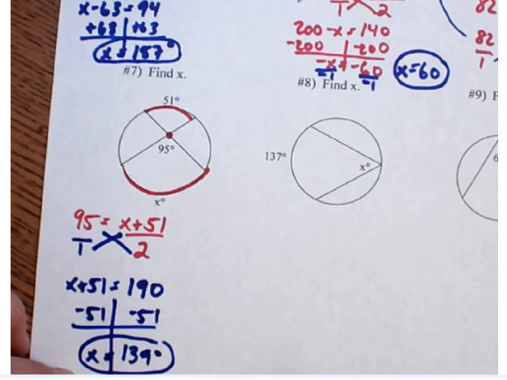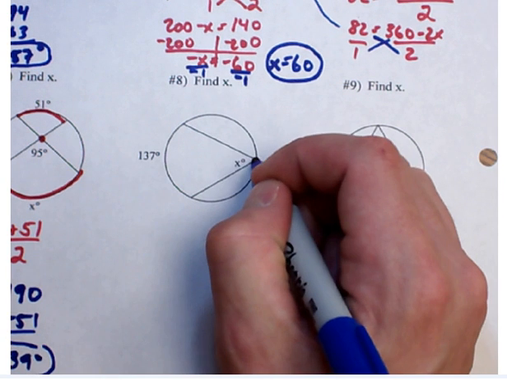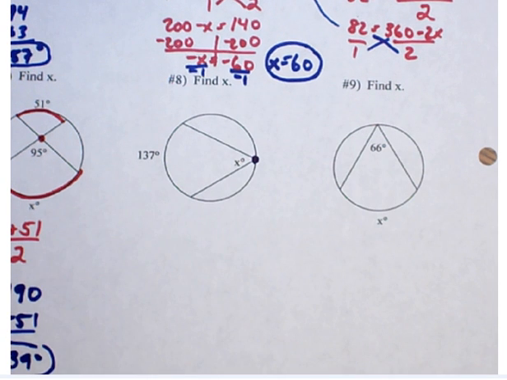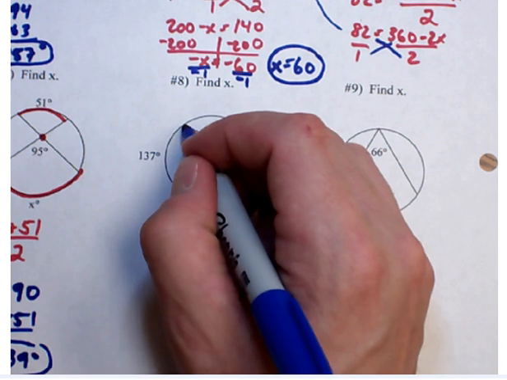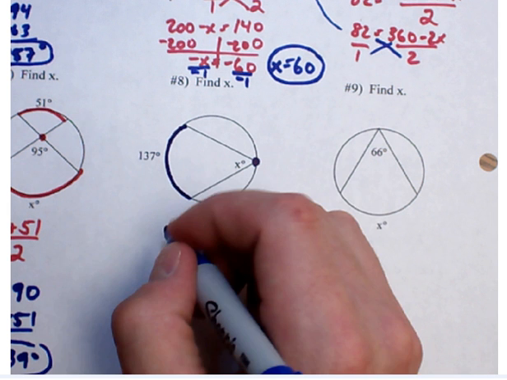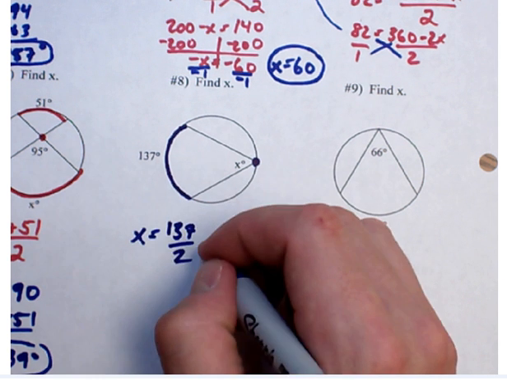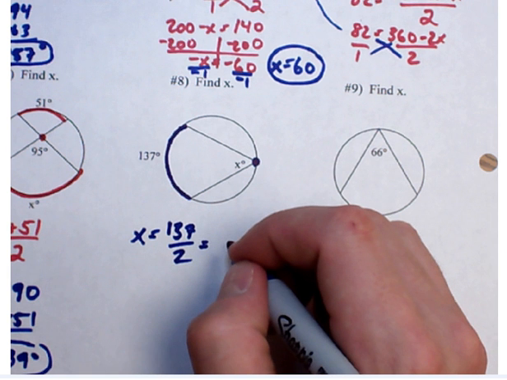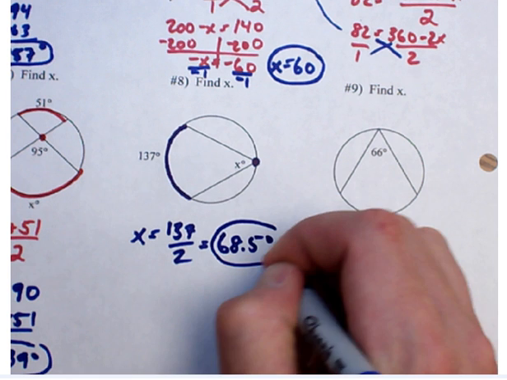Number 8. Find x. All right, x is the angle that is on the circle. If you go back to your chart, if the central angle is the same, on the circle is 1/2. Now the arc is 137, so x is 137 divided by 2. It's half of 137, and that's going to give us 68.5 degrees.